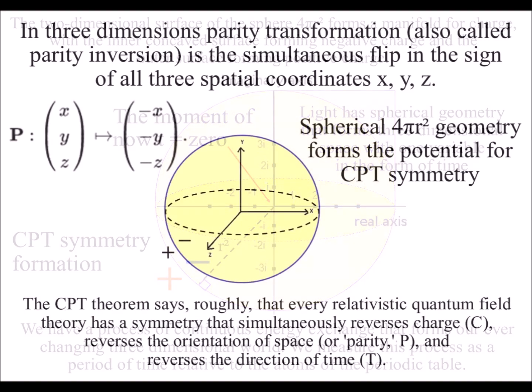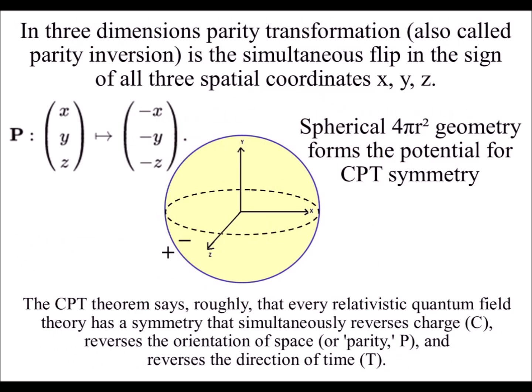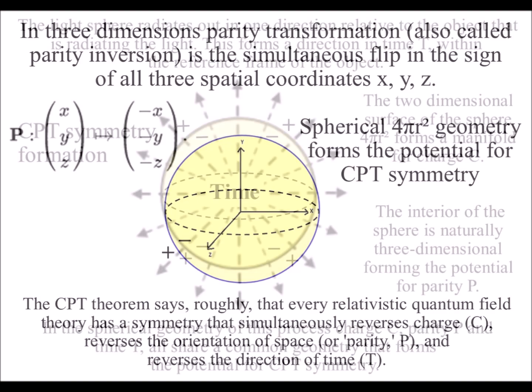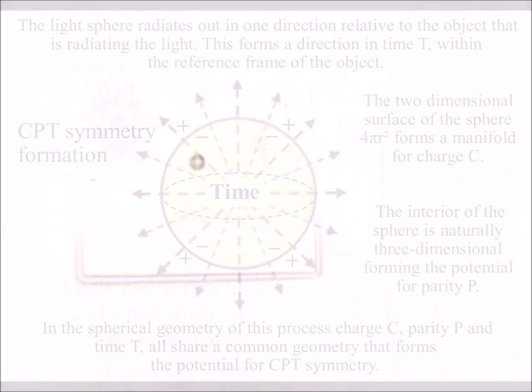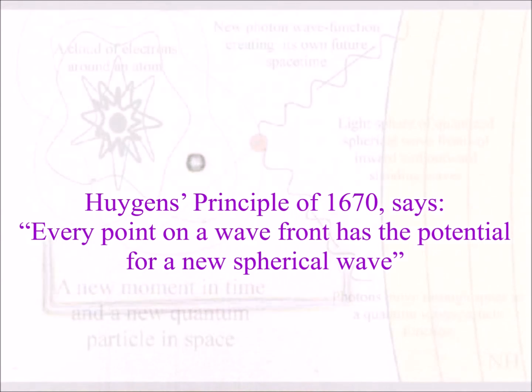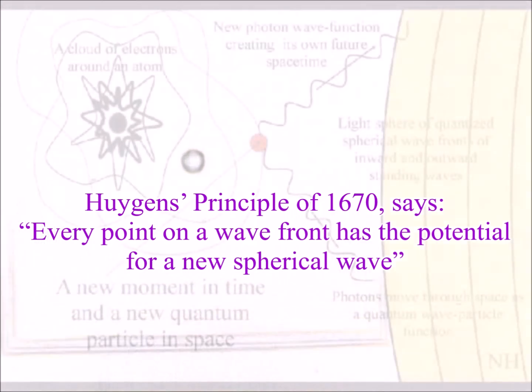The interior of the sphere is naturally three-dimensional, forming parity, with the potential for mirror symmetry or three-dimensional space reflection symmetry. The light sphere radiates out in one direction relative to the object that is radiating the light. This forms a direction in time within the reference frame of the object.